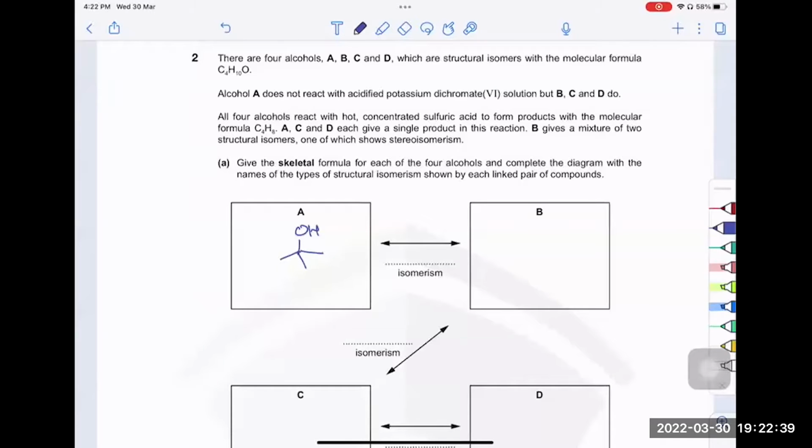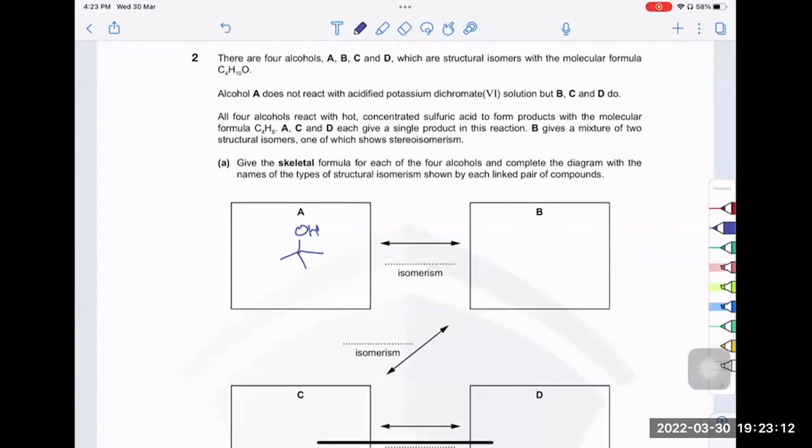Next, B gives a mixture of 2 structural isomers, which means B has an unbalanced situation. On one side, you might have one option for removing H, and from the other side, you might have one other option of removing H. So that might be, I'm guessing, a secondary alcohol. Because then the OH has 2 different adjacent carbon atoms, which means it has 2 options of removing hydrogen. Okay, give the skeletal formula for each of the 4 alcohols and complete the diagram with the names and structure.